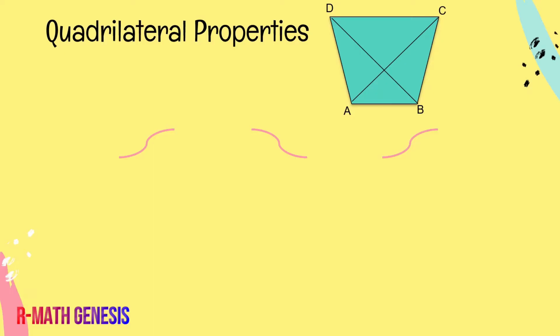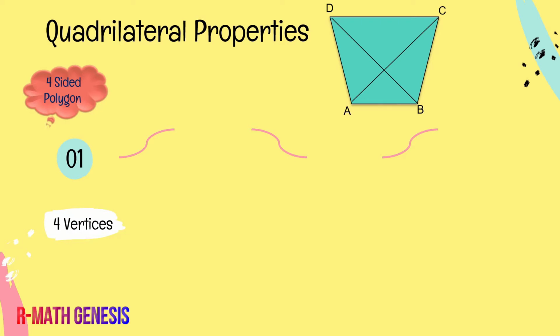First of all, what's a quadrilateral? A quadrilateral is nothing but a four-sided polygon. A four-sided polygon is called a quadrilateral. Now this quadrilateral ABCD has how many vertices? 4 vertices. What are they? A, B, C and D.